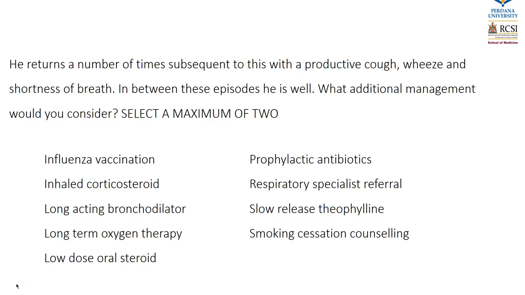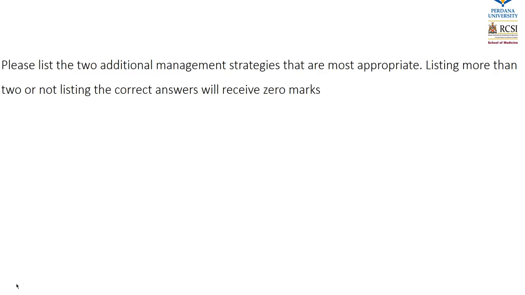He returns a number of times subsequently with a productive cough, wheeze, and shortness of breath. In between these episodes, he is well. What additional management would you consider? Select from the list below a maximum of 2: influenza vaccination, inhaled corticosteroid, long-acting bronchodilator, long-term oxygen therapy, low-dose oral steroid, prophylactic antibiotics, respiratory specialist referral, slow-release theophylline, smoking cessation counseling. Again, if you select more than 2, or if you do not select the correct answers, you'll receive 0 marks.